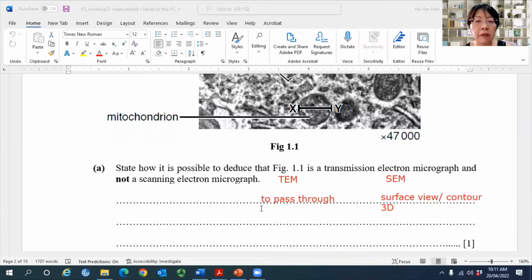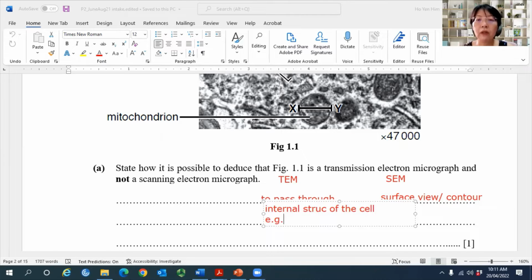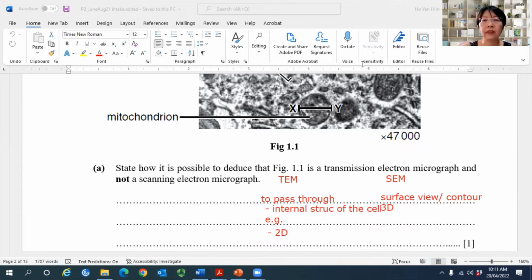For TEM, the electrons can pass through the cell, so you can see the internal structure of the cell. For example, you can see the mitochondrion, Golgi apparatus, and 70S ribosomes, so you need to mention those structures here. And it's 2D, so that's the answer.